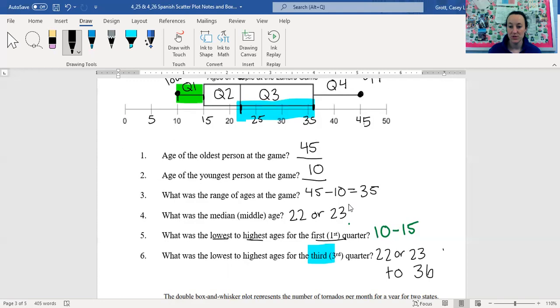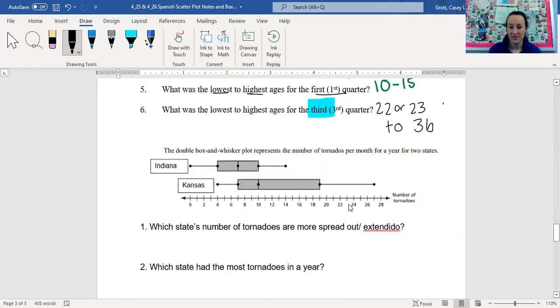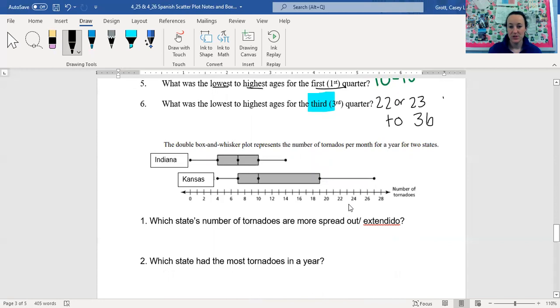We're going to look at one more box and whisker plot. We're going to look at tornadoes. The double box and whisker plot represents the number of tornadoes per month for a year for 2 states. We've got Indiana and we have Kansas. Which state's number of tornadoes are more spread out? Indiana or Kansas? Hopefully you said Kansas, because Kansas is going from 4 until 27 versus Indiana, which goes from 0 to 14.